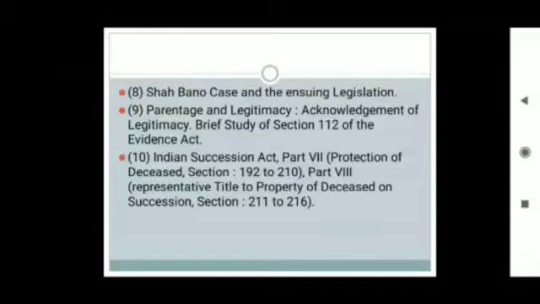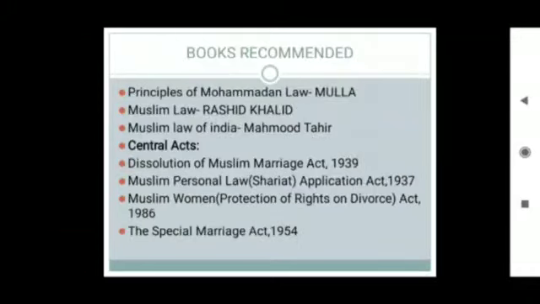Then parentage and legitimacy, the ninth unit. In this we'll have a brief study of section 112 of the Evidence Act in regard to parentage and legitimacy. Then the 10th unit, Indian Succession Act. And then, yes, that's it.